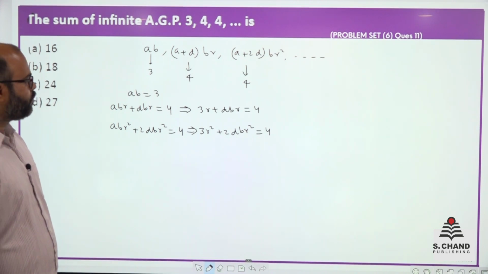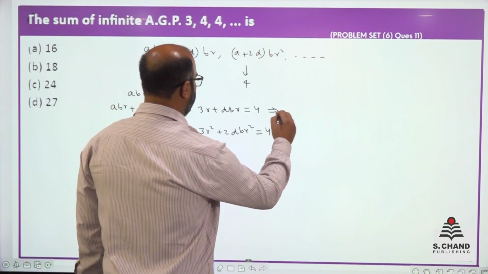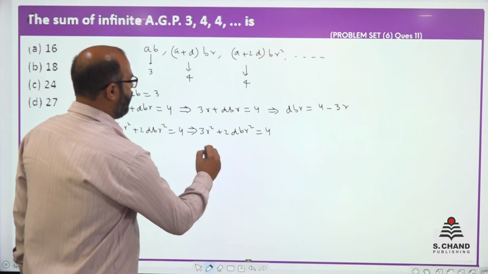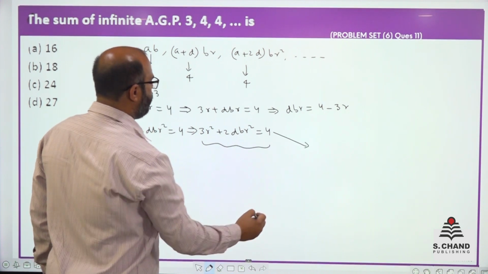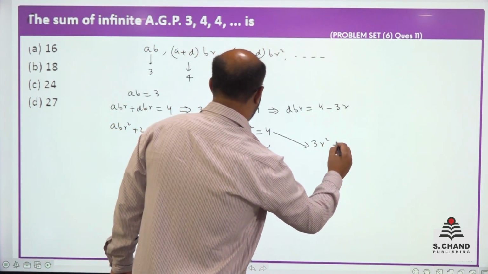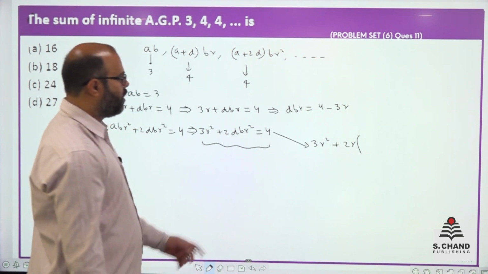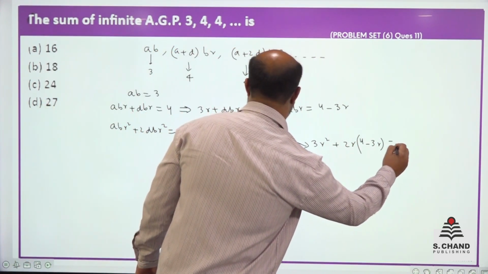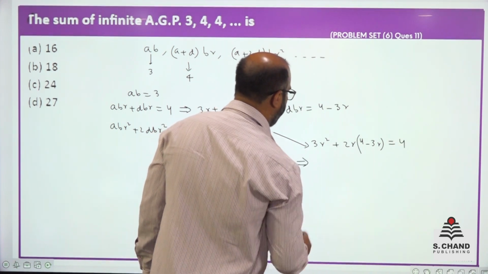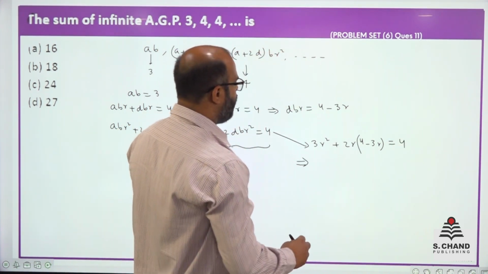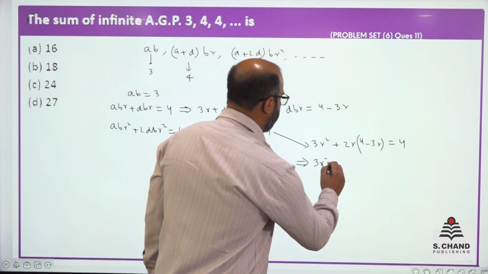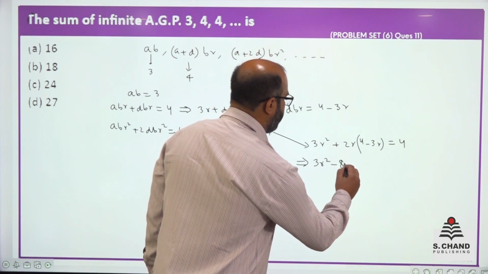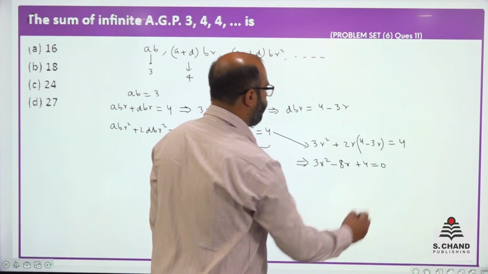Now further, let us find dbr from here. It is 4 minus 3r. And let us substitute here. So this will become 3r square plus 2r into dbr, and dbr from here is 4 minus 3r, so this is equal to 4. This is a quadratic in r. So minus 6r square plus 3r square, let us take on the right side 3r square, and then minus 8r plus 4 is equal to 0.